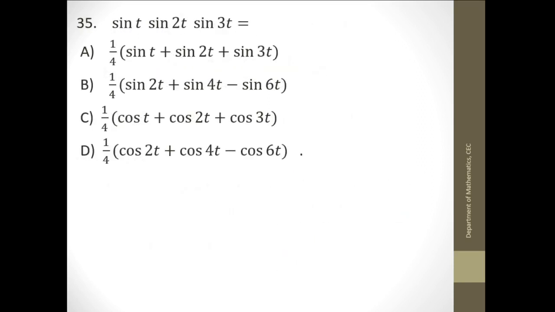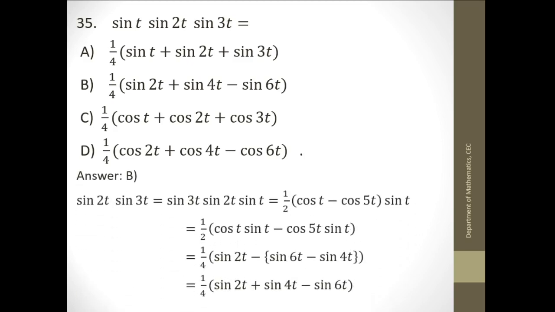Product rule. Sin A, sin B, sin C. So first apply sin A sin B, sin 3t, sin 2t. That is half of cos A minus B minus cos A plus B. Now half of cos of A minus B, 3t minus 2t, that is t, minus cos of 3t plus 2t, that is 5t. Again multiply with sin t, half of cos t sin t minus cos 5t sin t.